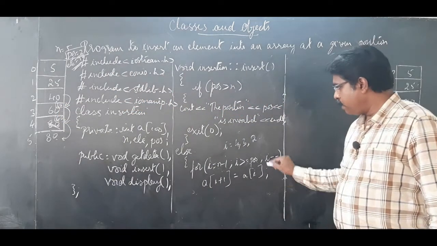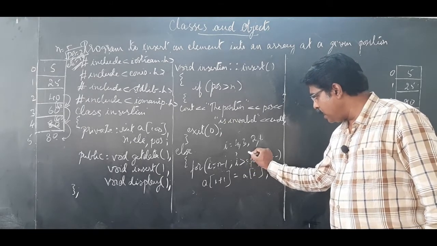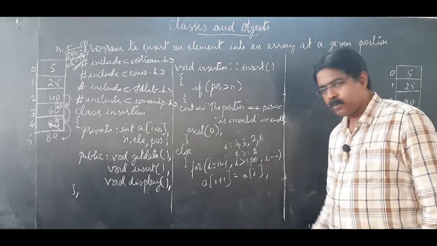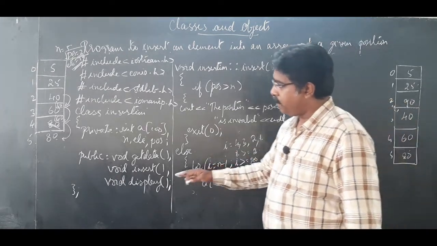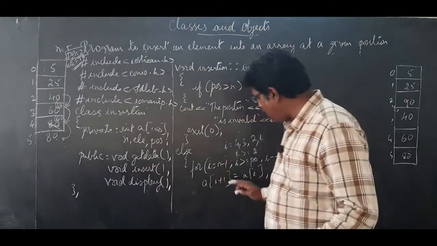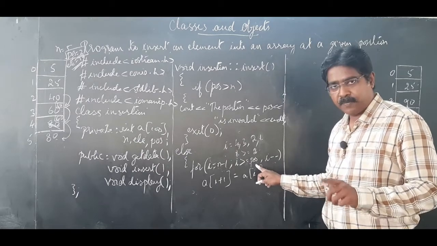Goes back again. Decrements by 1. 1 greater than or equal to 2. Is it true? 1 greater than or equal to 2. It becomes false. It comes out. By this time, the shifting has been done. So we stop the shifting process until the given position. You need to note that carefully.